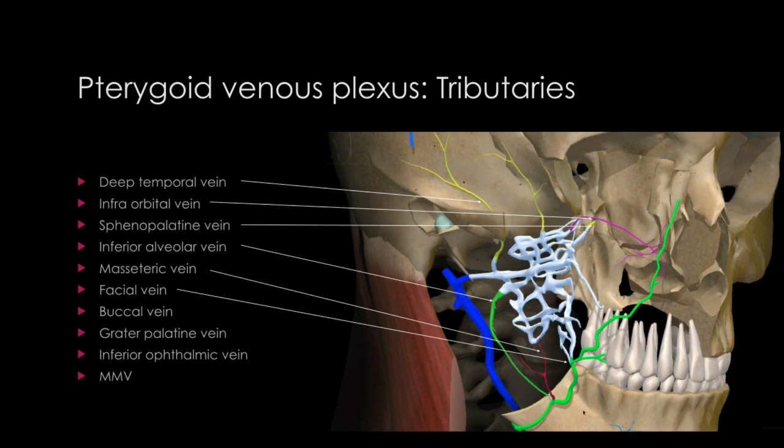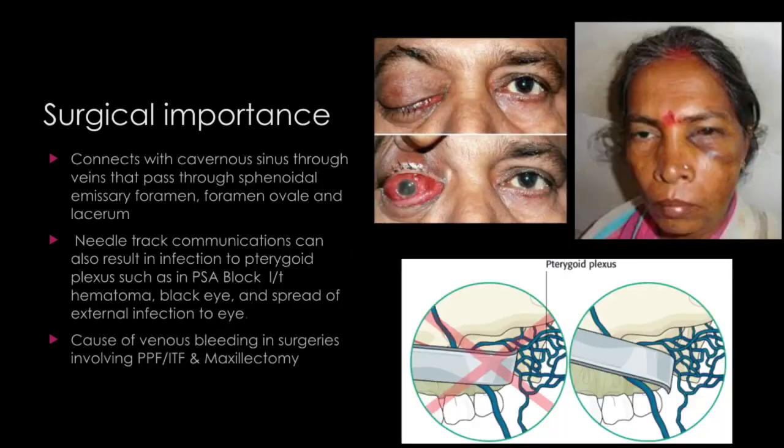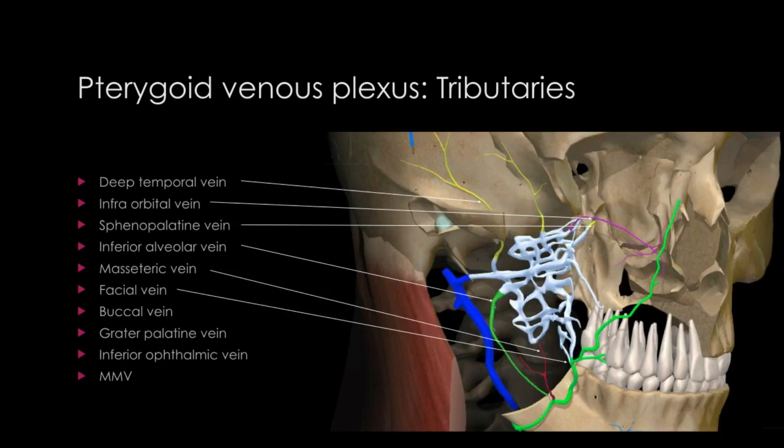As you can see here, the inferior alveolar vein courses behind the lower part of the mandible and goes up behind the angle of mandible and then joins into the pterygoid venous plexus. Likewise, the masseteric vein, the buccal vein, the greater palatine vein, the inferior ophthalmic vein and the middle meningeal vein also drain into the pterygoid venous plexus.